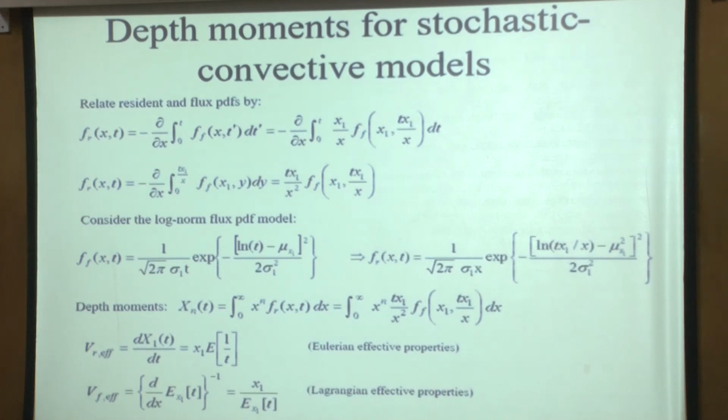I can then compute the effective properties using depth moments for stochastic convective models, that would be my Eulerian effective property. I just want to remind us, therefore, from depth moments, this is what I get as my effective velocity: x1, any distance, divided by expectation of 1 over t. Whereas effective velocity in the Lagrangian sense was this one.